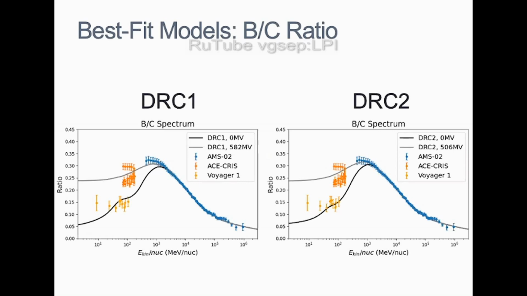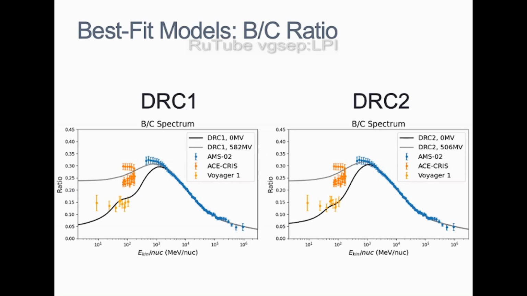So to examine the best fit models, we can look at the boron to carbon ratio first, where here we are comparing the unmodulated spectrum shown in the solid black line against Voyager 1 data, and the modulated gray spectrum against AMS-02 and ACE-CRIS data.